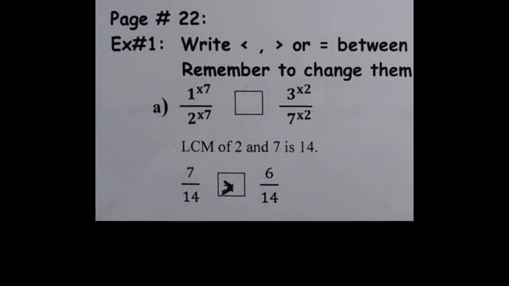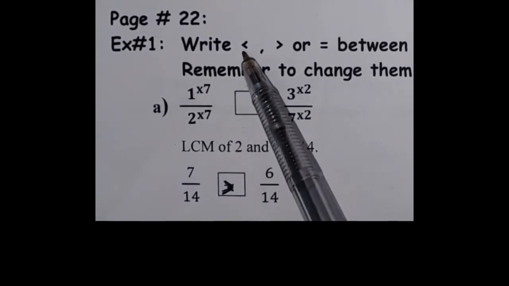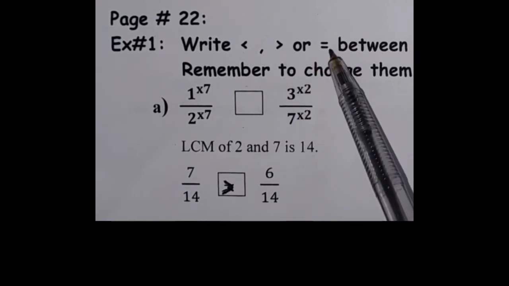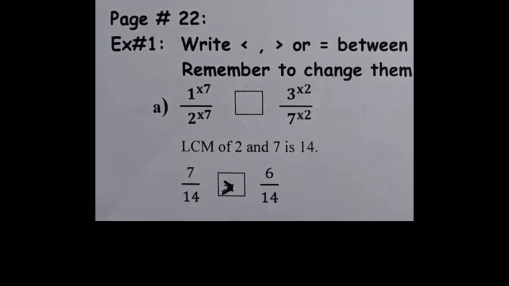Assalamualaikum students, it's class 5 page number 22 exercise number 1. In this exercise we have to write the less than, greater than and is equal to sign between each pair of fractions. Remember to change them to equivalent fractions.